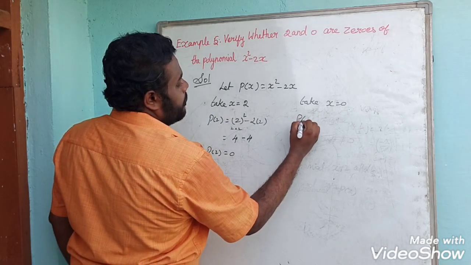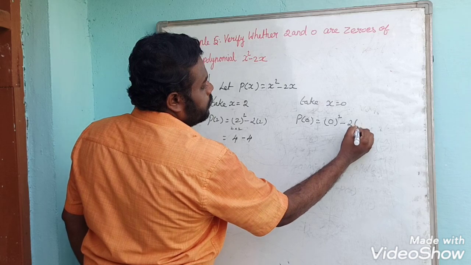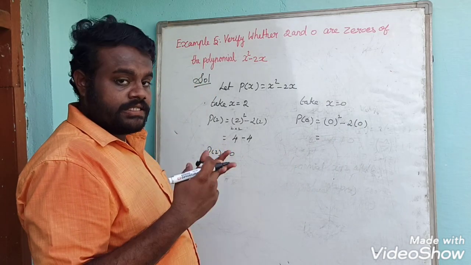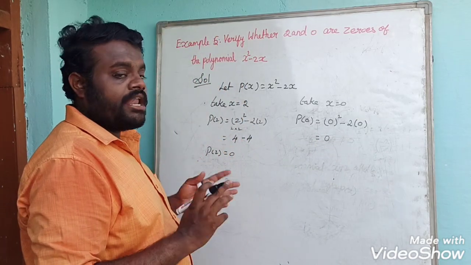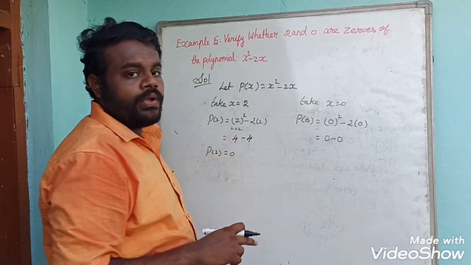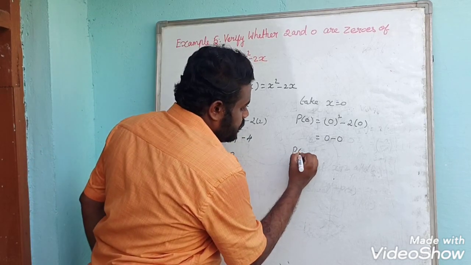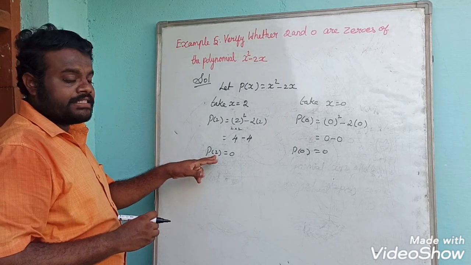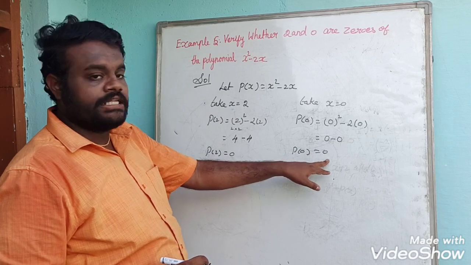Here P of 0 equal to 0 whole square minus 2 into 0. So we multiply 0 how many times? We get 0 only. So any number multiplied with 0, we get 0. So 2 into 0, 0. You subtract 0 from 0, you get 0. So P of 0 is equal to 0. The value we substitute instead of x, 2, we get 0. The value we substitute instead of x, 0, we get 0.